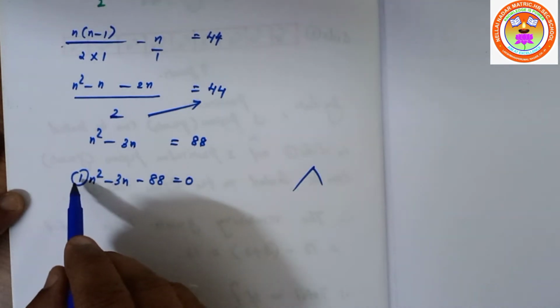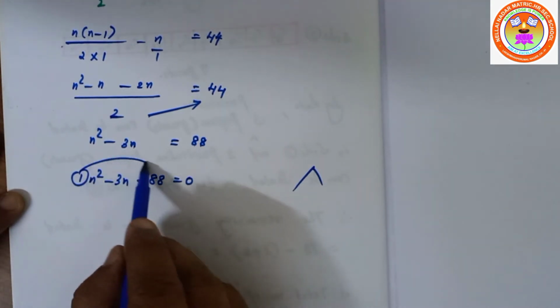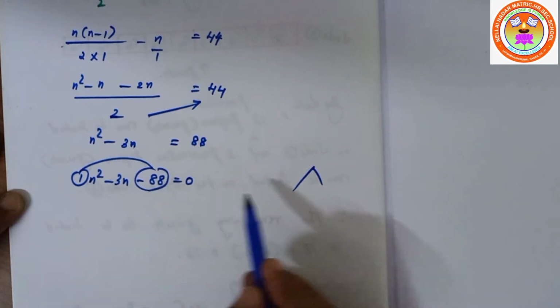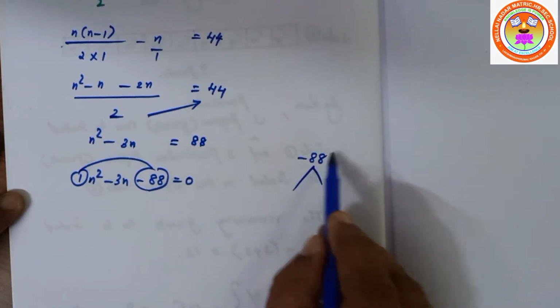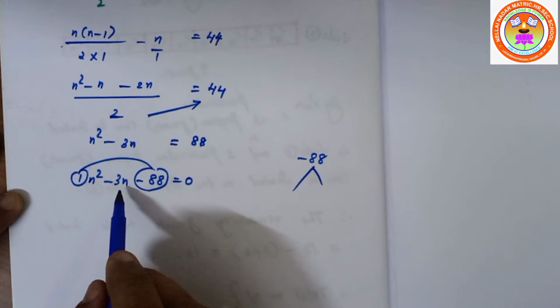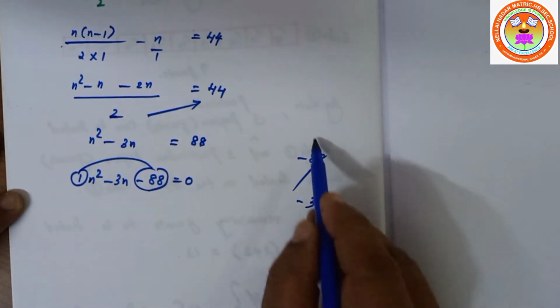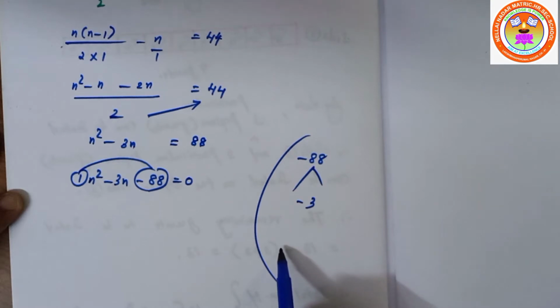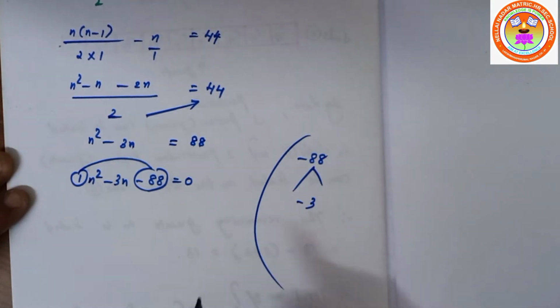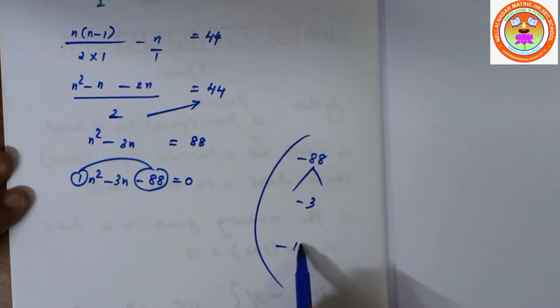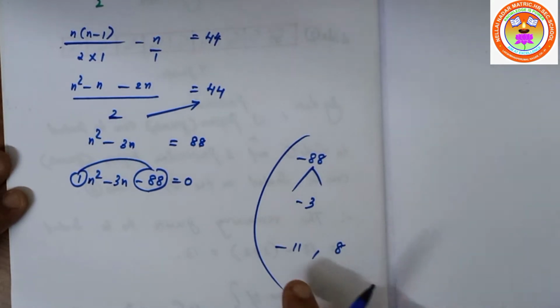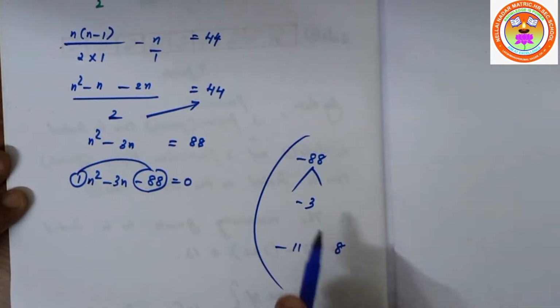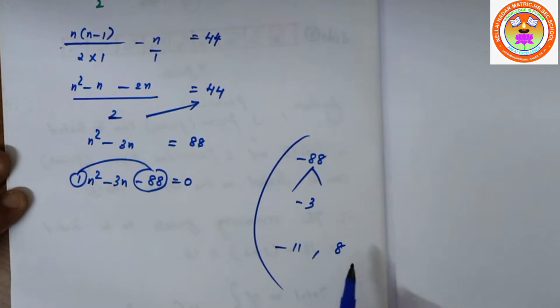The coefficient of n squared is 1. That 1 should be multiplied with the constant minus 88. 1 into minus 88 is minus 88. And the coefficient of n is minus 3. Product minus 88 and the sum minus 3, the two numbers are 11 and 8. Yes, minus 11 and plus 8. Minus 11 plus 8 is equal to minus 3, and the product of the two numbers is equal to minus 88.